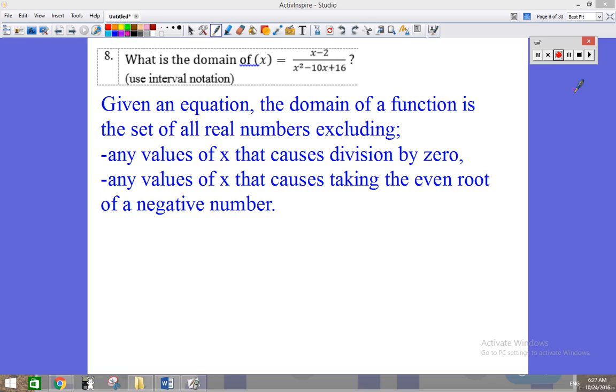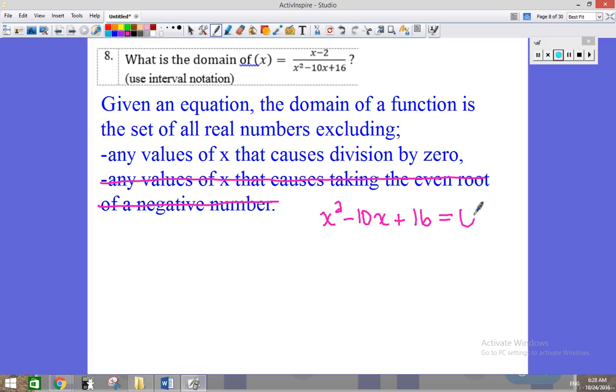a negative number. Well, I don't have any square roots in this. There are no square roots in this problem. I don't have to worry about this second exclusion. I do have variables in the denominator, so I am concerned about division by 0. In order to see that better, we temporarily let the denominator equal 0 so we know what to avoid.